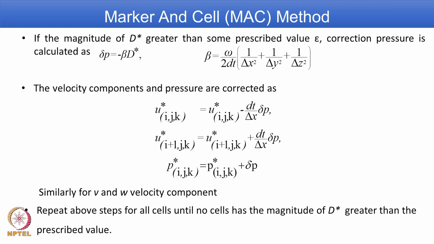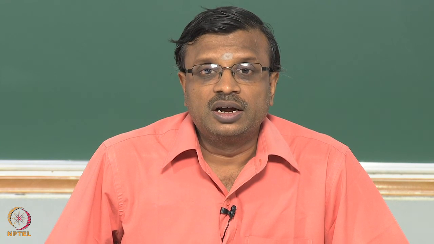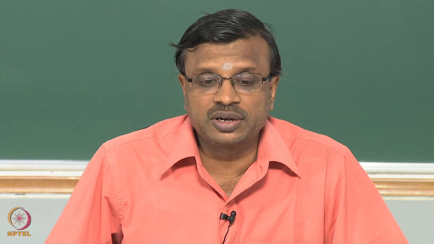So this procedure is what is known as the marker and cell method, and this is again a popular method. In this class we have specifically seen the arrangement of variables, 3 arrangements of variables, and the advantages and disadvantages associated with them. Then we understood the need for pressure velocity coupling. We explained one procedure, the marker and cell method.